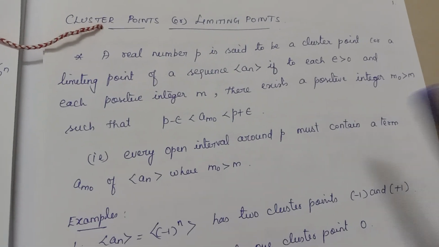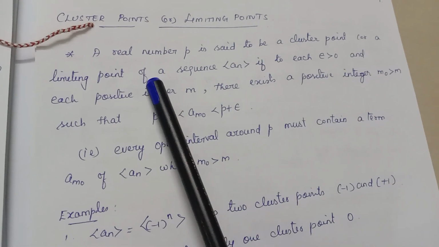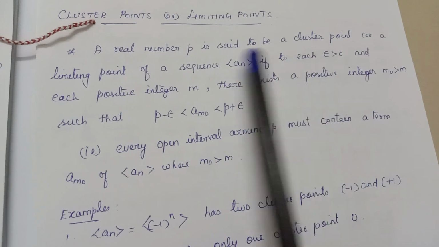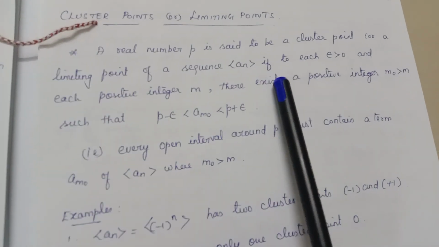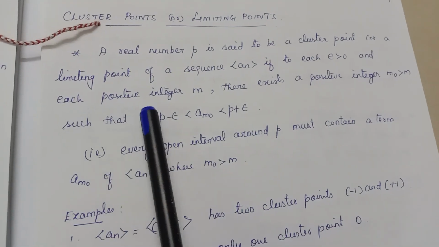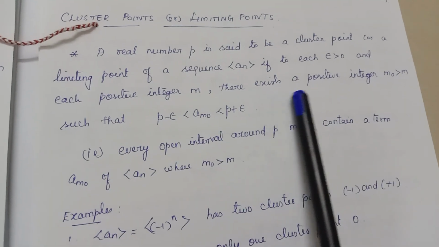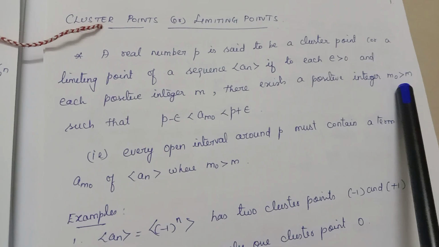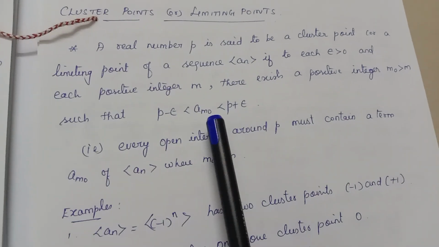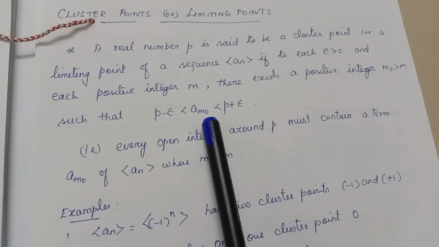Okay, let's start with the definition of limiting point or a cluster point. A real number p is said to be a cluster point or a limiting point of a sequence if for each epsilon greater than 0 and for each positive integer m, there exists a positive integer m naught, which is greater than m, such that p minus epsilon to p plus epsilon contains this a m naught.